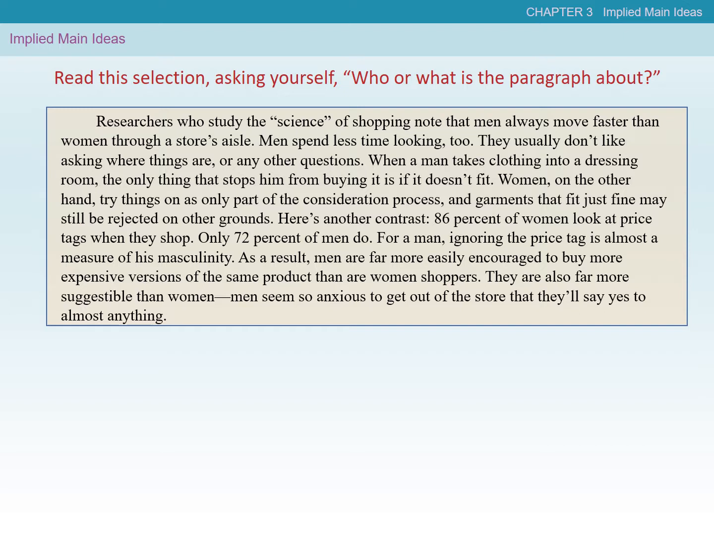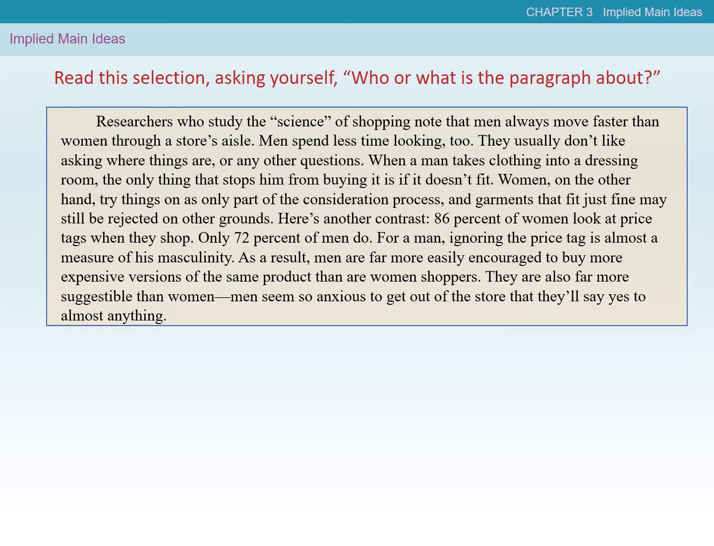Researchers who study the science of shopping note that men always move faster than women through a store's aisle. Men spend less time looking too. They usually don't like asking where things are or any other questions. When a man takes clothing into a dressing room, the only thing that stops him from buying it is if it doesn't fit. Women, on the other hand, try things on as only part of the consideration process, and garments that fit just fine may still be rejected on other grounds.